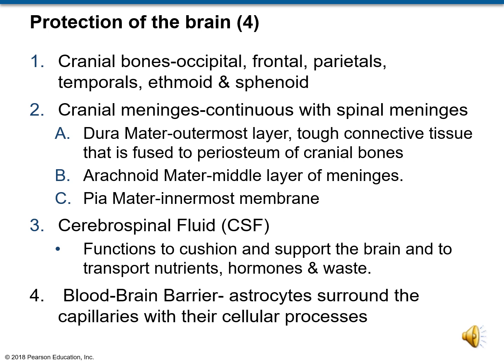The third level of protection is the cerebrospinal fluid. This is going to function to cushion and support the brain to transport nutrients, hormones, and waste products away from the brain. And the final layer is the blood-brain barrier. This is the capillaries surrounded by the astrocytes, another type of neuroglial cell, and they surround them with their cellular processes and then regulate what can leave the blood in the brain area. So not everything gets to get out, so we can regulate the interstitial fluid around the neurons and keep them safe.